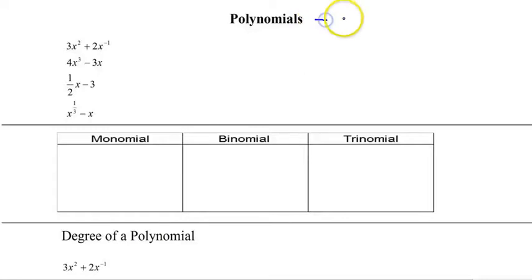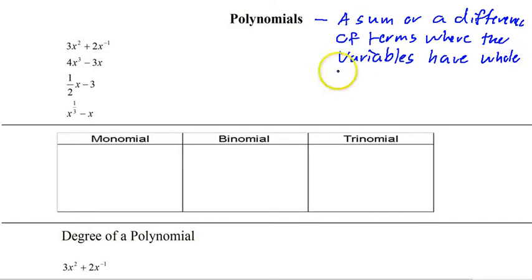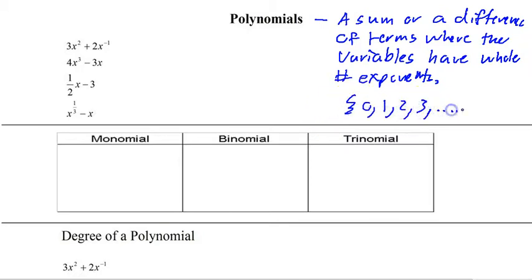All right, polynomials, and what are they? It's a sum or a difference of terms where the variables have whole number exponents. So all you have to do is look at the exponents, the variables, and their exponents, and if those exponents are whole numbers, it's a polynomial. Remember, the whole numbers are 0, 1, 2, 3, nice, solid, whole numbers. No fractions, no negatives, no decimals.